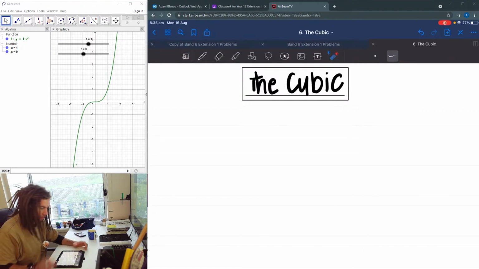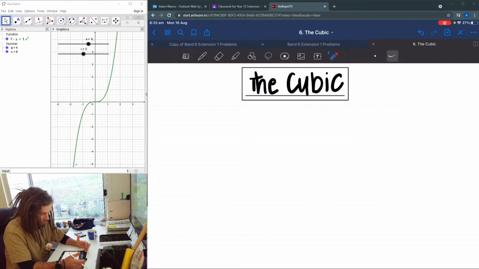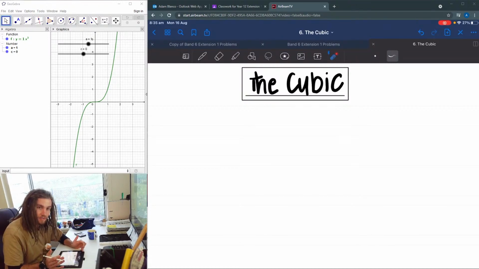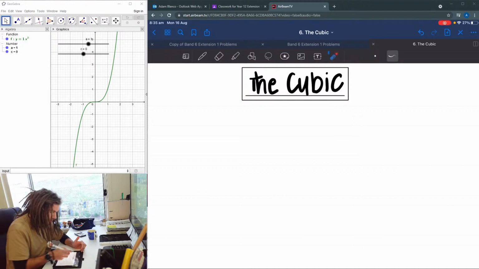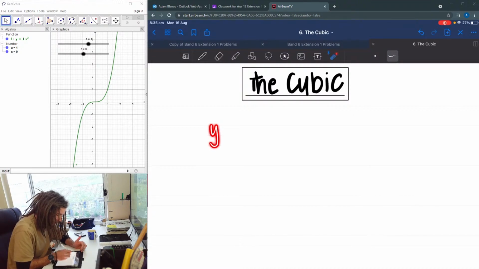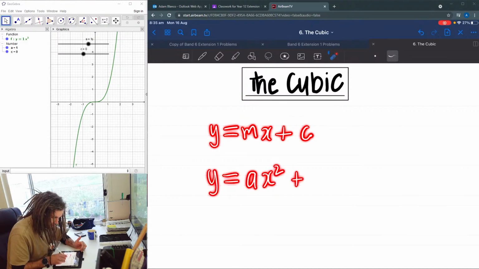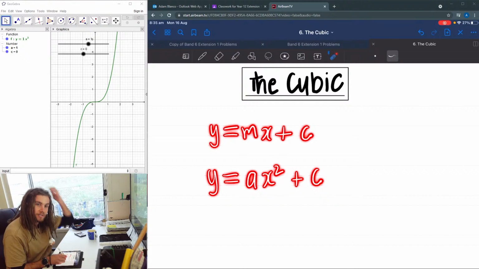Mic check on. Alright, today we're going to look at the cubic. Now, I just want to stress the next 2 weeks are just going to be about looking at different types of graphs. And I know so far we've only seen two. So we've seen the straight line, which is y equals mx plus c, and the parabola, which is y equals ax squared plus c. I just want to stress that everything we're doing in this topic is kind of the same thing, just over and over again, but with a different graph.